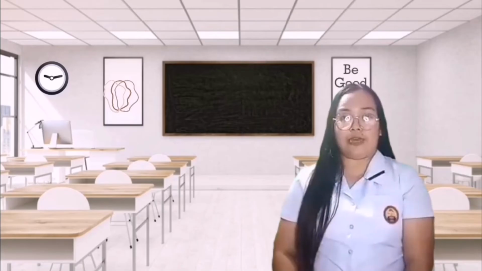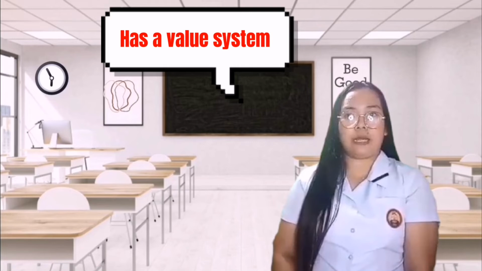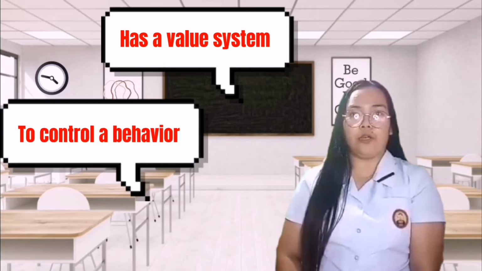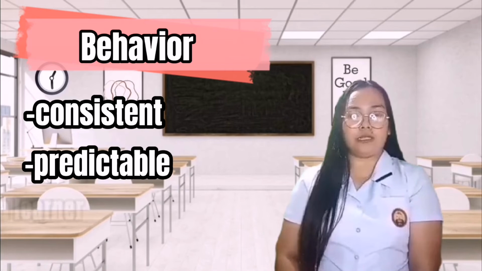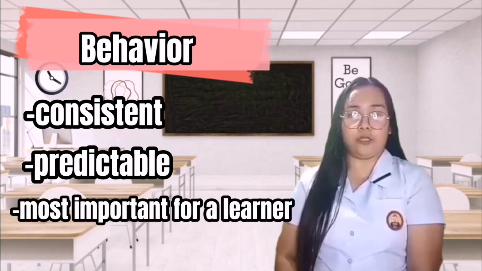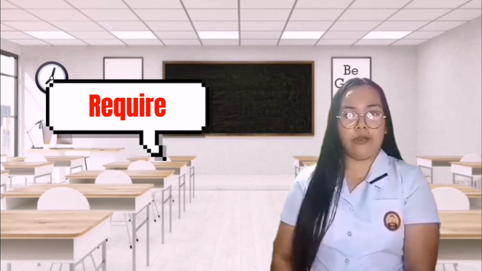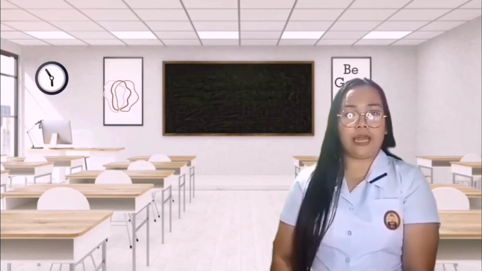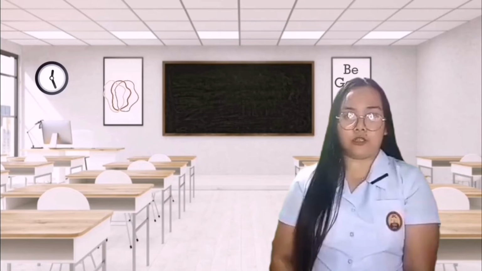For the last affective domain is characterization. Has a value system that controls their behavior. The behavior is consistent, predictable, and most important characteristics of the learner. Example is to revise, to require, to manage, to be rated high in the value, to avoid, to resist, and to resolve.